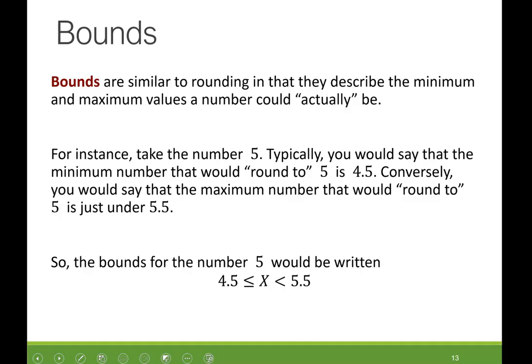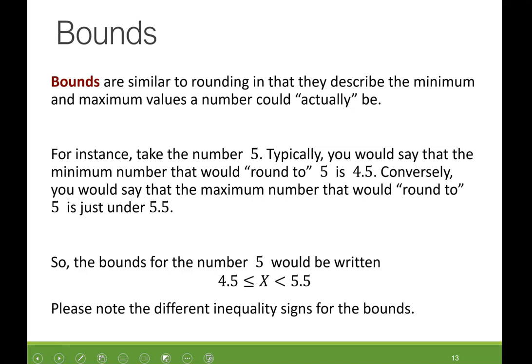So again, the thing to remember here is that the less than or equal to is always on the lower bound, and the strict inequality is always on the upper. And again, that should make sense just based on your rounding rules, right? If this could equal 5.5, I'd round that up to 6. So it can't. And that's just my note about the inequalities.